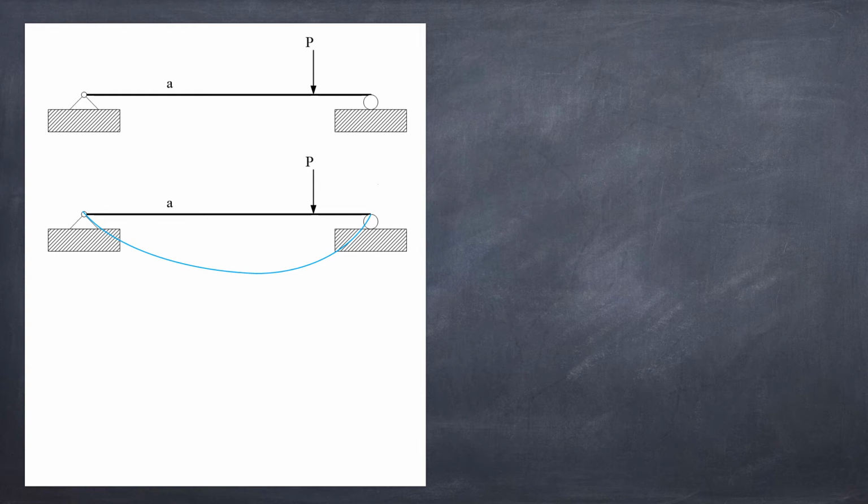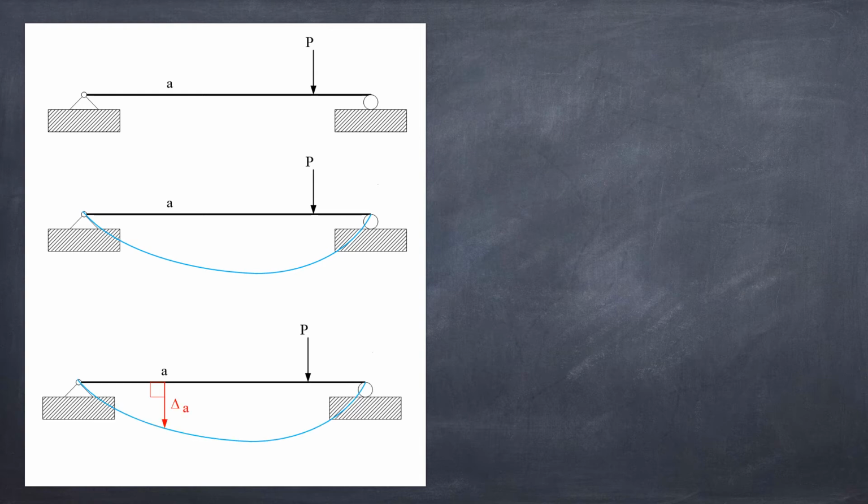And then if we look at how we measure the delta, the distance displacement, from point A, as I said, it is measured 90 degrees from the original alignment. In this case, the beam is a straight line, so the tangent is just a straight, horizontal line. 90 degrees is vertical, so that's what we call delta A.